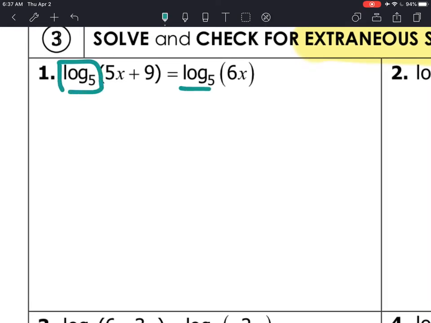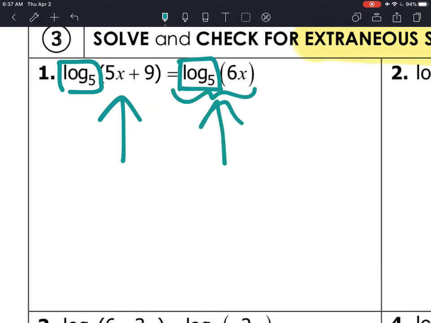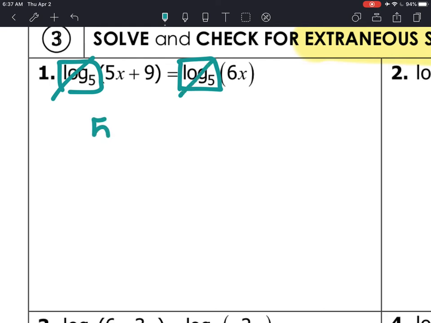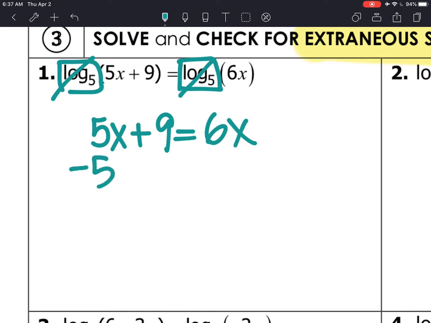Alright. So this has log base 5, and this has log base 5, and this is fully condensed. That means it's made out of only one thing. And this side is also fully condensed. There's no plus or minus or anything like that on the outside of the parentheses. That means you could take both of these and cancel the logs. And you get 5x plus 9 is equal to 6x.